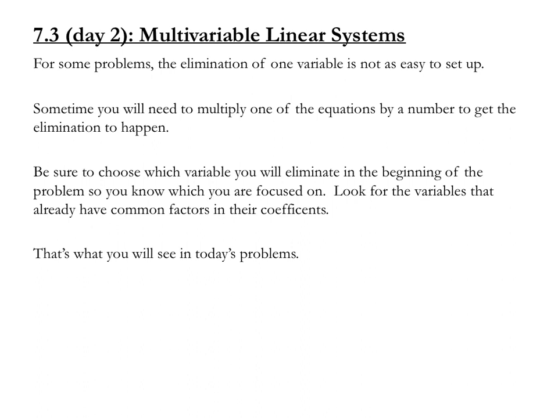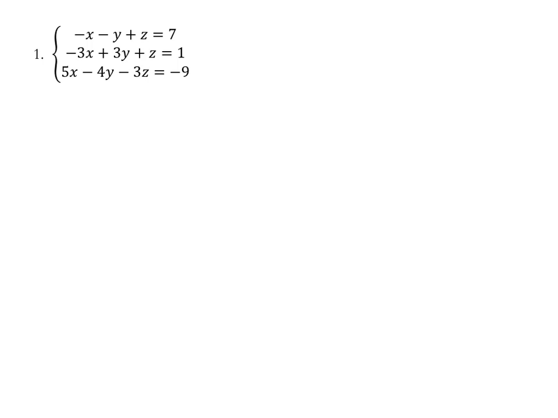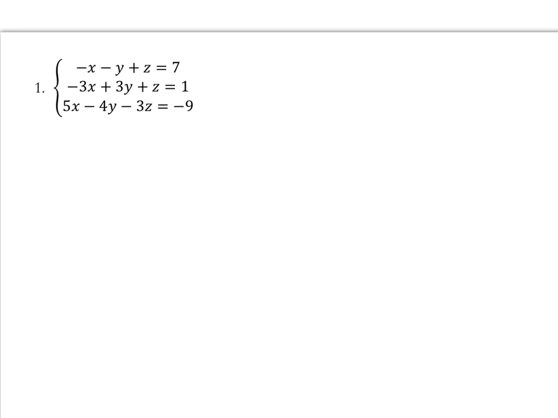So let's go ahead and jump in on number 1. When I'm looking at number 1, if I look down the columns, X, we have 3 and 5. Those don't really have anything in common. Y, we have 4 and 3. Those don't have anything in common. But the Z column here, we can definitely eliminate in the Z column, so that's the one we're going to want to pick.